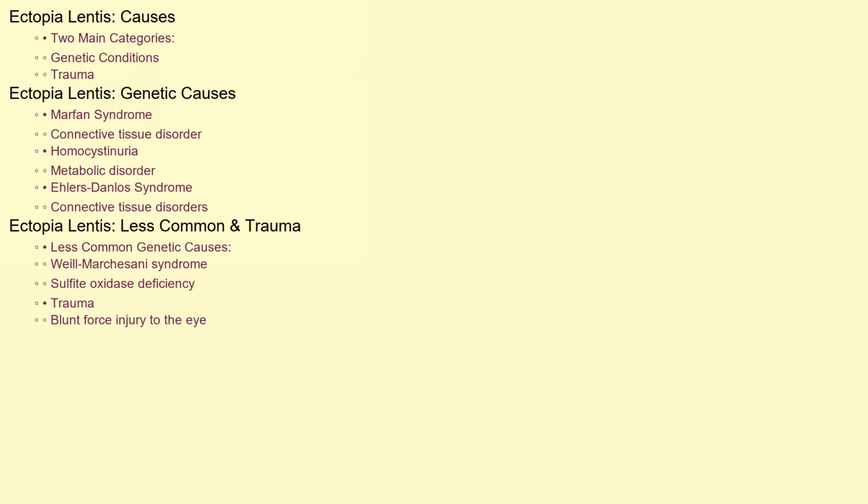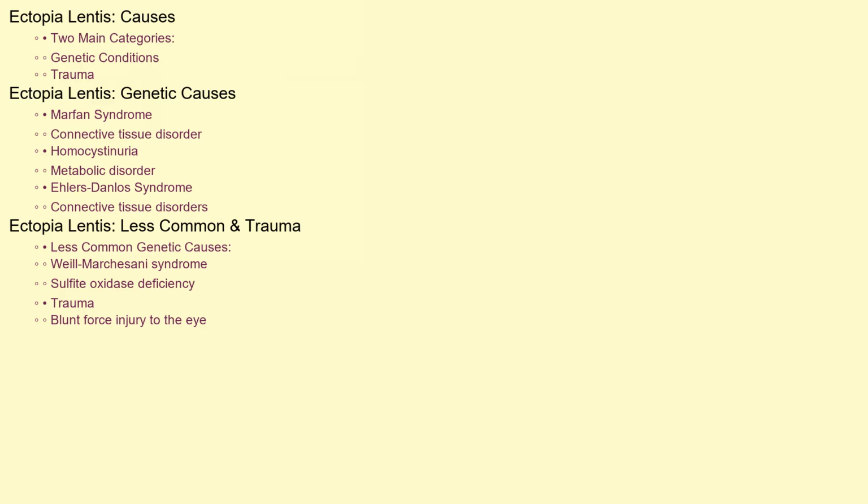So, what exactly causes ectopia lentis? The reasons are varied, but they generally fall into two main categories: genetic conditions and trauma. The most common genetic causes include Marfan syndrome, a connective tissue disorder affecting multiple systems in the body; homocystinuria, a metabolic disorder where the body can't process certain amino acids properly; and Ehlers-Danlos syndrome, another group of connective tissue disorders characterized by hypermobility and fragile tissues.